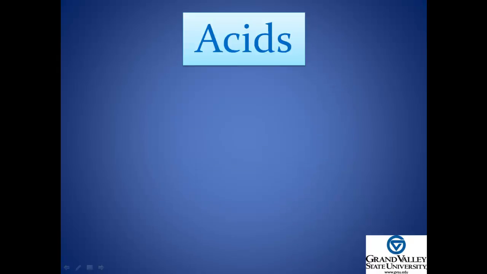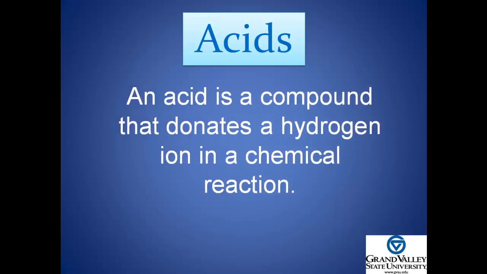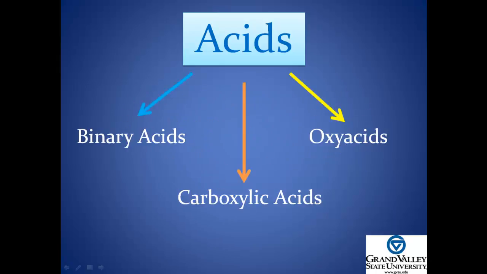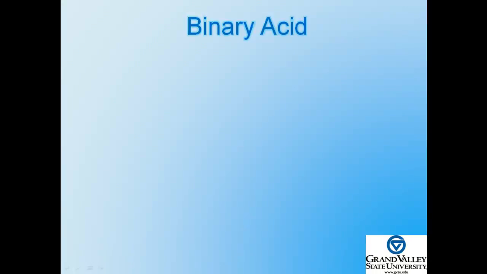Using the Bronsted-Lowry definition, an acid is a compound that donates a hydrogen ion in a chemical reaction. There are several different types of acids. In this screencast, we are going to talk about naming binary and oxy acids. Let's first start with naming binary acids.